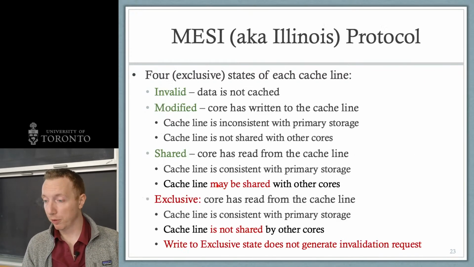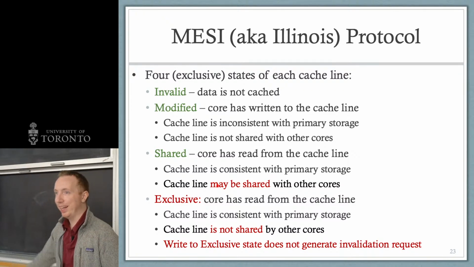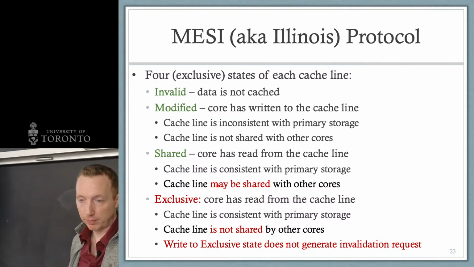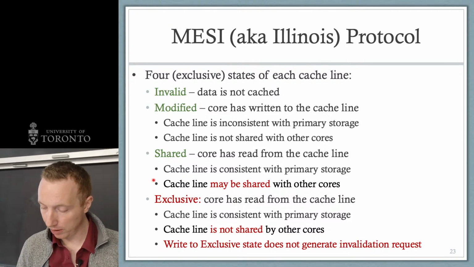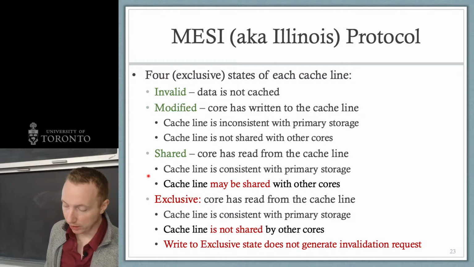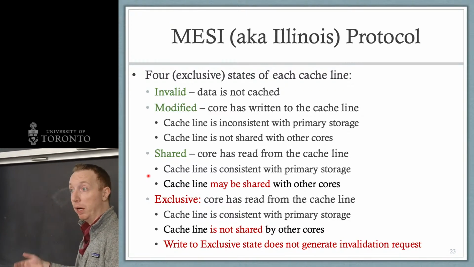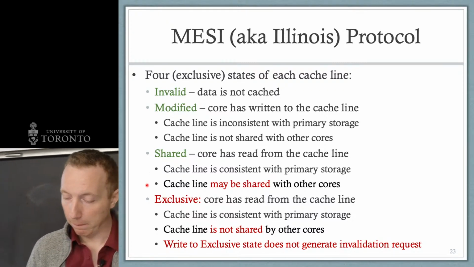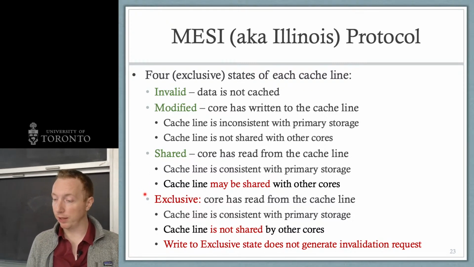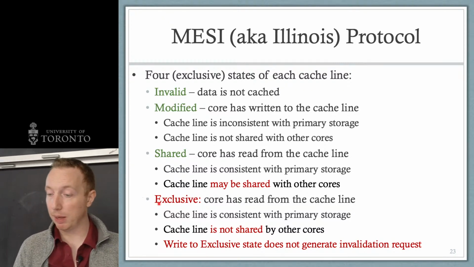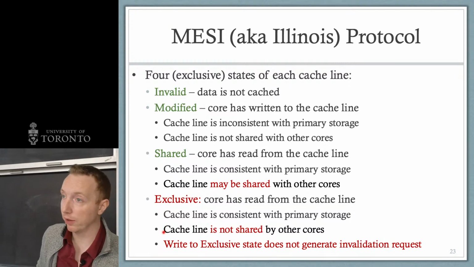So a simple solution is to just add a new state. We add a new state called exclusive. So we have the other states before, but now if it's shared, it's consistent with primary storage, and it might be shared with other cores. But if it's in this exclusive state, it's read from a cache line, it's consistent with main memory, and it is not shared by other cores.